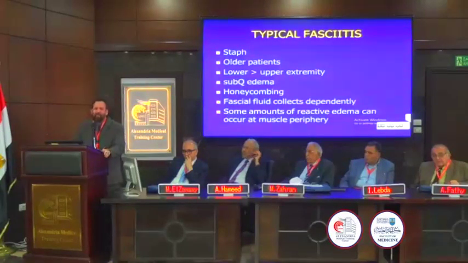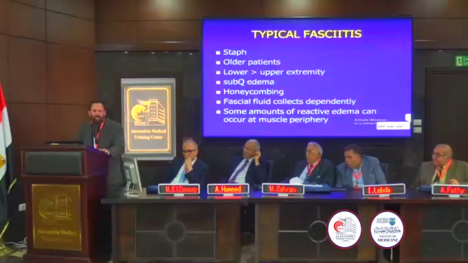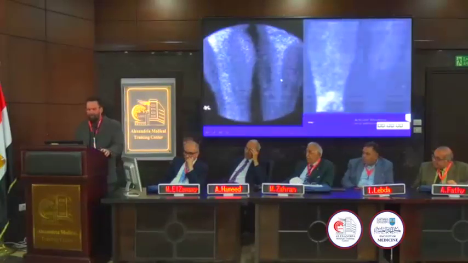Again, staph. This is older patients like cellulitis. Lower extremity more than upper extremity. And looks very similar to cellulitis except for the fascial involvement. So here's a CT, and we see skin thickening like we would see in cellulitis. We see reticulation of the subcutaneous fat like we would see in cellulitis. But look how the fascia is thickened. Can you see the fascial thickening? And that's different than cellulitis. So that makes it fasciitis.